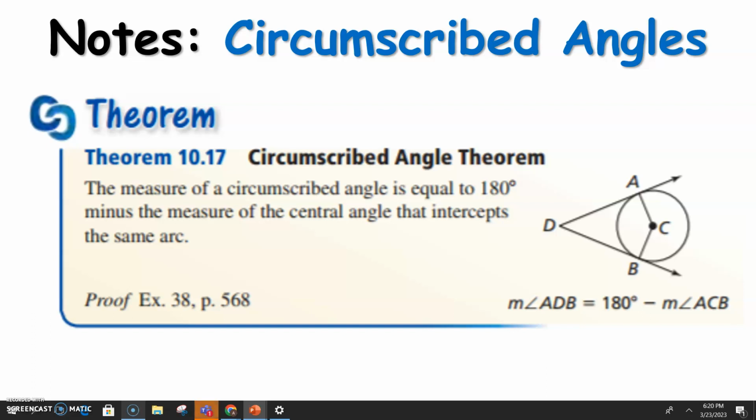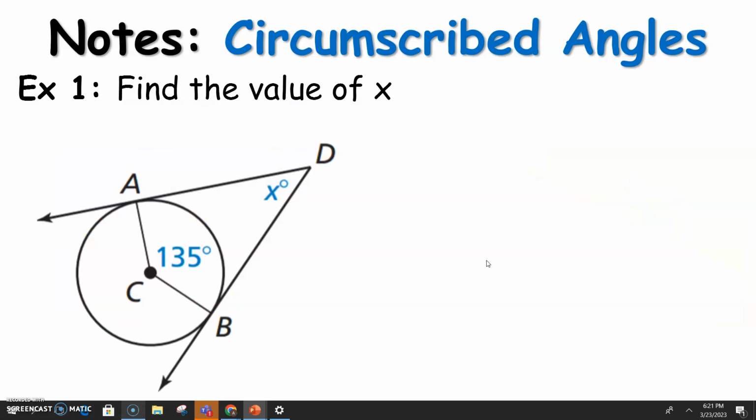All right, we're going to introduce one more new theorem today. Theorem 10.17, called the circumscribed angle theorem. And it says this: the measure of a circumscribed angle is equal to 180 degrees minus the measure of the central angle that intercepts the same arc. That is, angle ADB is 180 degrees minus the central angle ACB. Let's take a look at how that works.